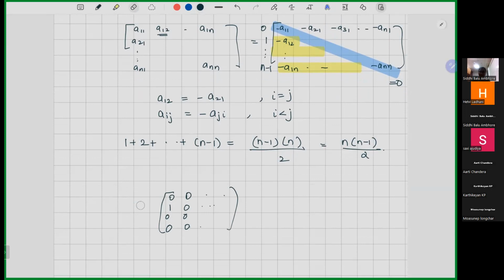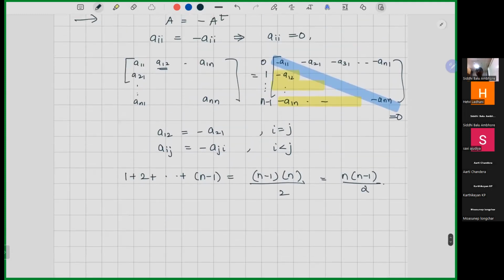Is there any doubt like what I'm saying or anything? Please unmute or write in the chat. Like how this is happening. If it is not clear, please let me know. I will explain again.